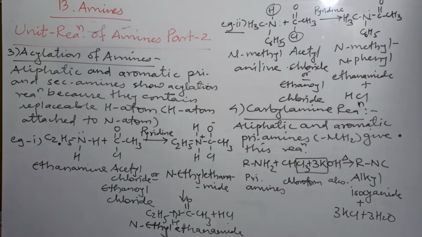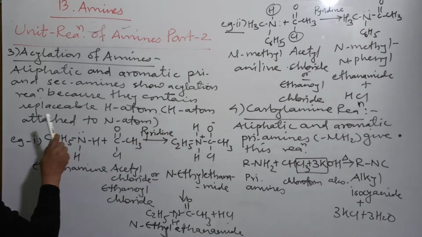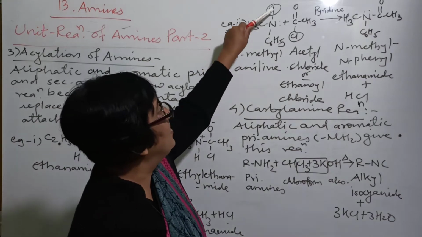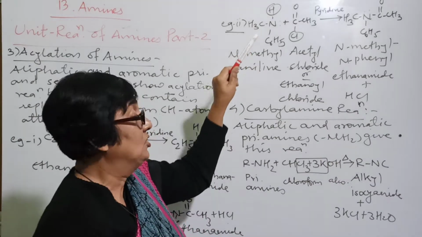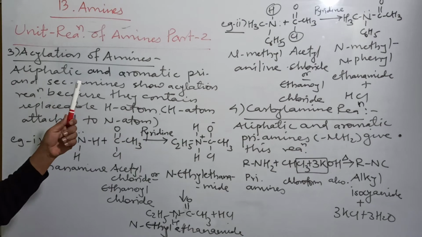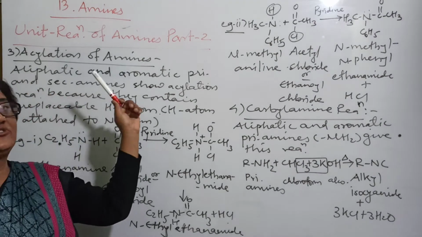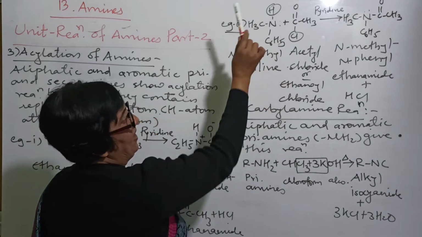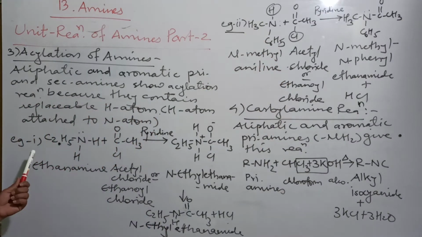What is replaceable hydrogen atom? The hydrogen atom attached to nitrogen atom. Like this, nitrogen atom having two hydrogen atoms, this is primary amine. This nitrogen atom having one hydrogen atom, this is secondary amine. So primary and secondary aliphatic as well as aromatic amines show this reaction. C6H5 means this is the aromatic amine, and this is aromatic amine.